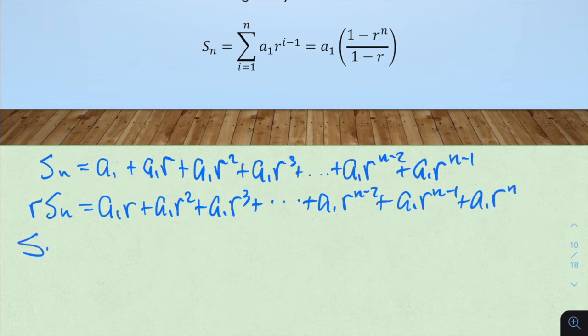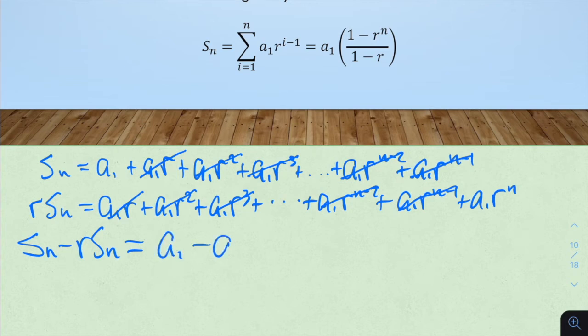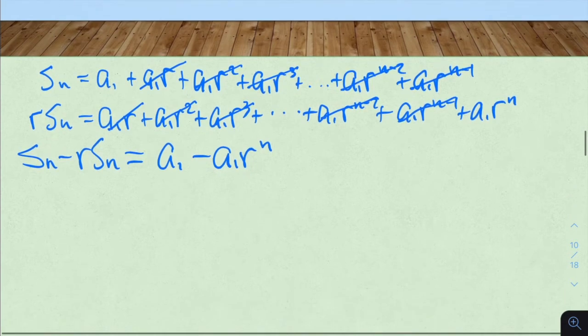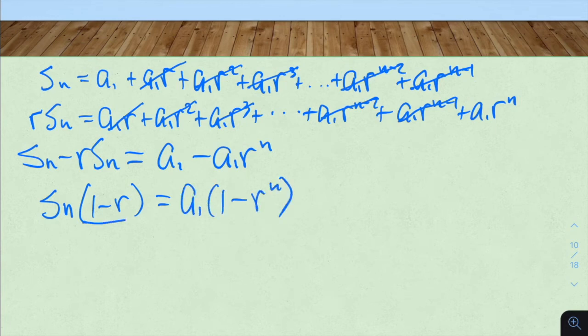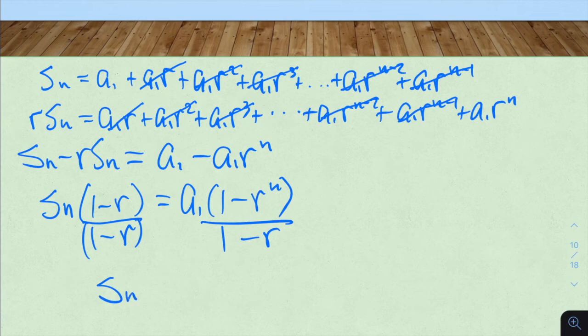So if I subtract s sub n minus r times s sub n, I end up with this: the terms from s sub n subtract the terms from r s sub n, at least in the middle parts, and leaves behind a sub 1 minus a sub 1 r to the n. So if I factor out s sub n, I get s sub n times 1 minus r, and that's equal to a sub 1, if I factor that out, times 1 minus r to the n. So dividing both sides by 1 minus r gives me now that s sub n is equal to a sub 1 times 1 minus r to the n over 1 minus r.